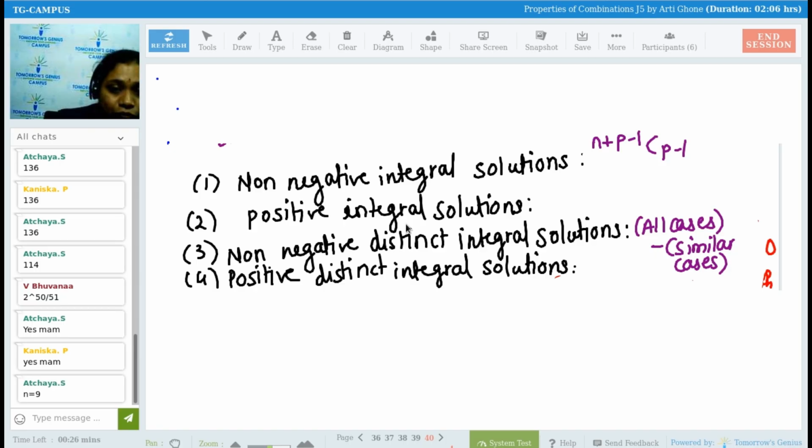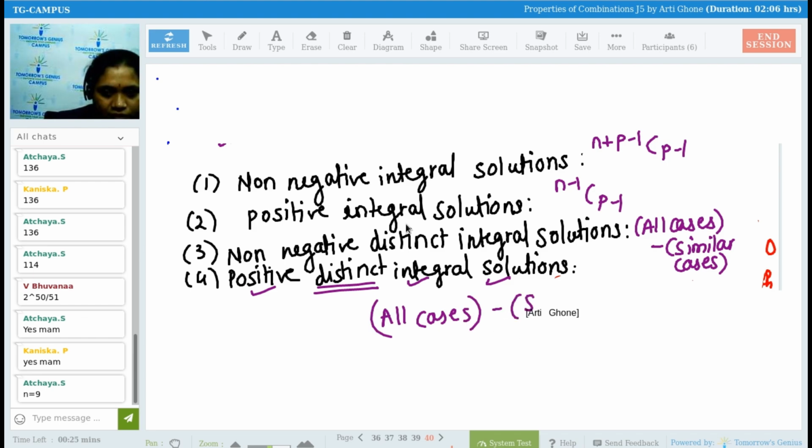Okay. Now next one, what about positive integral solutions, which means 0 is not taken. You can directly apply this formula, n minus 1 C p minus 1, whenever 0 is not allowed. Clear? So for the distinct positive integral solution cases, it is all cases of this minus similar cases. Clear, all the four formulas are based on only one.